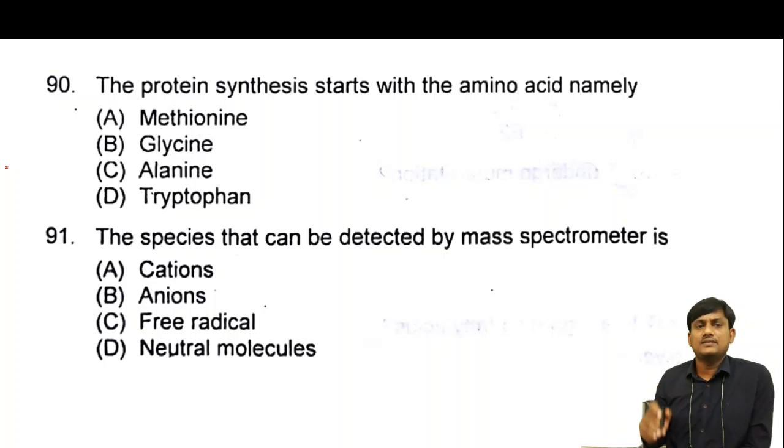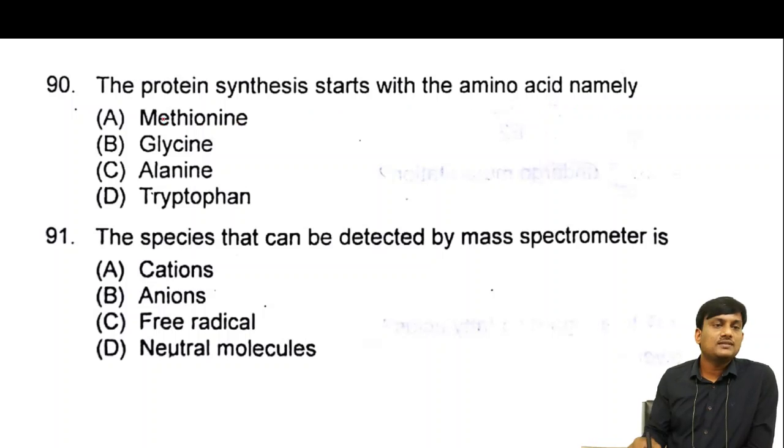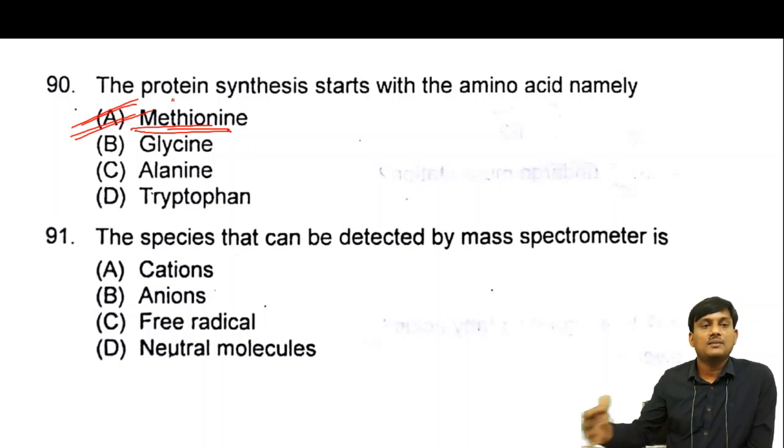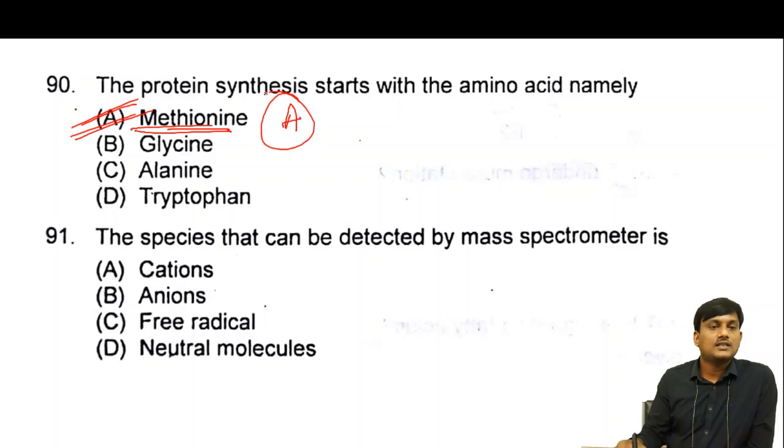The protein synthesis starts with the amino acid, namely... okay, this one is methionine. If you take any protein synthesis, this one is started by methionine. First, there is a formation of methionine. After formation of methionine, remaining parts will be synthesized. Okay, A is the correct option here.